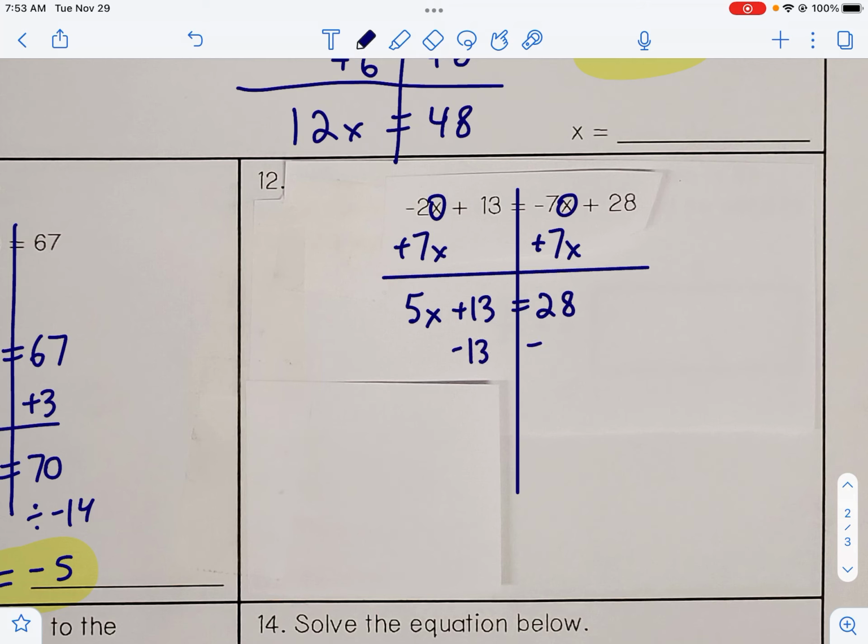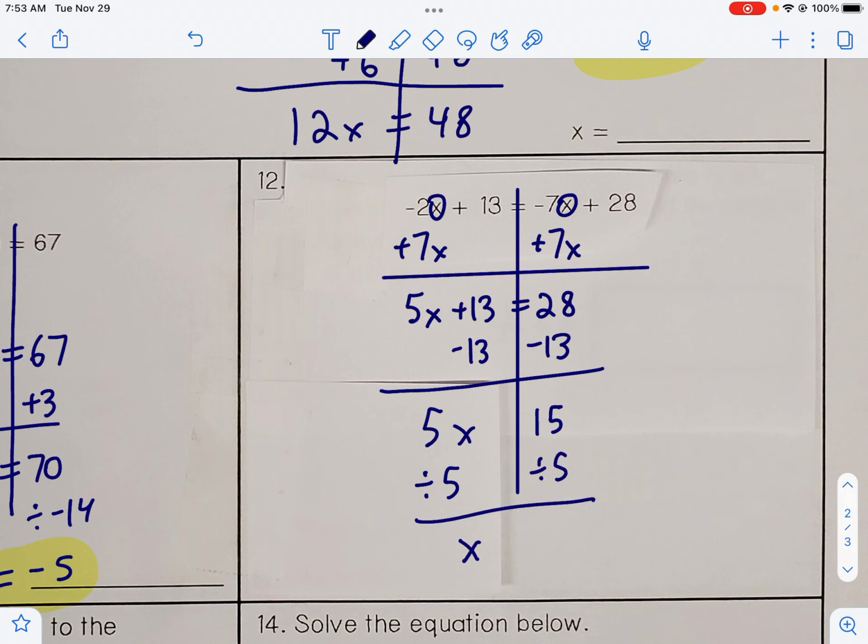Again, we'll move the numbers that are added and subtracted. So we'll end up with 5x equals 15. 5x shows multiplication, so the opposite inverse operation is division. When we divide both sides by 5, we'll get our final answer, x equals 3.